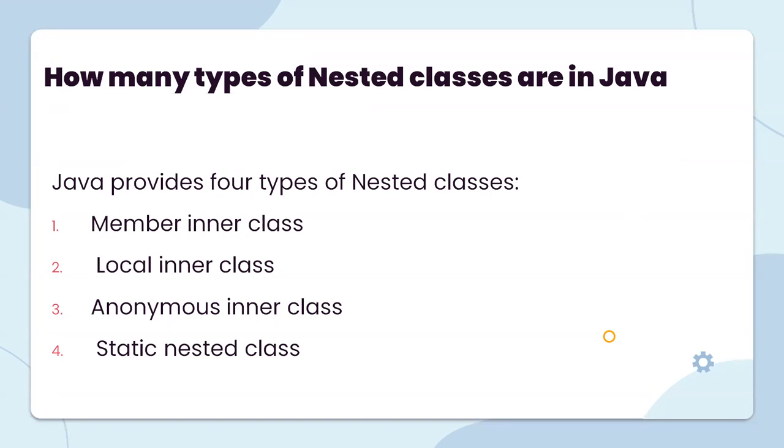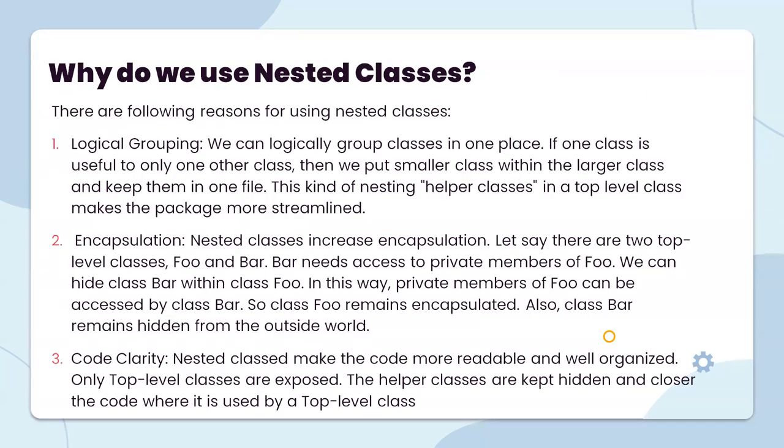Okay, how many types of nested classes are in Java? Java provides four types of nested classes: member inner class, local inner class, anonymous inner class, and static nested class. Why do we use nested classes? There are the following reasons for using nested classes. First is logical grouping, second is encapsulation, and third one is code clarity.